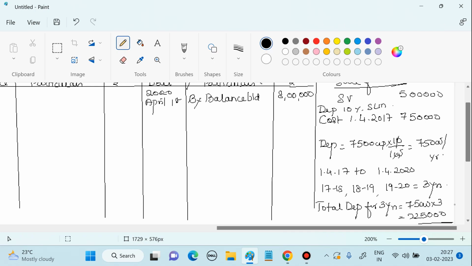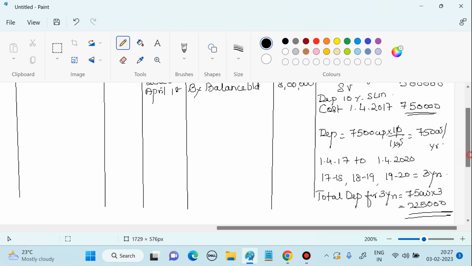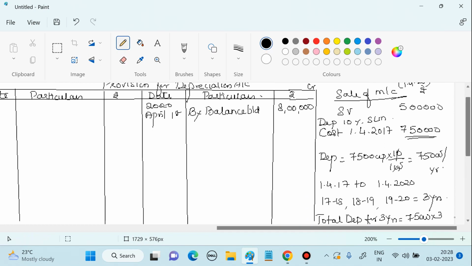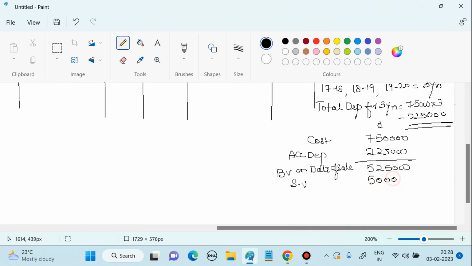Done writing? Yes, ma'am. Now, with these available amounts, we will find out what is the book value on date of sale. We know the cost was 7,50,000 and so far depreciation charge on it is 2,25,000. So, cost is 7,50,000 and accumulated depreciation is 2,25,000. So, what is the book value on date of sale? 5,25,000. And it was sold for how much? 5 lakh rupees. So in our books, the asset is at 5,25,000, but we were able to sell it for 5 lakh. So what is the 25,000?